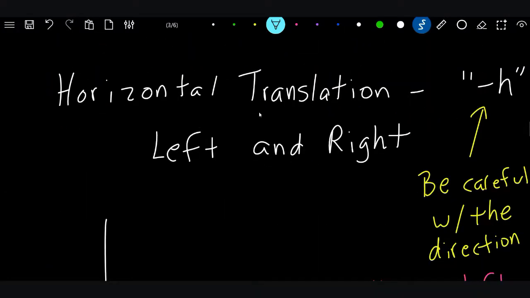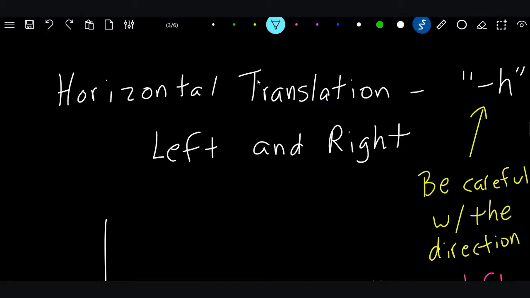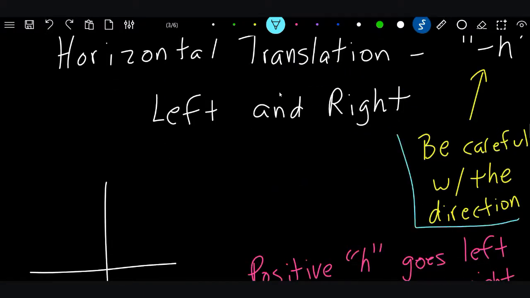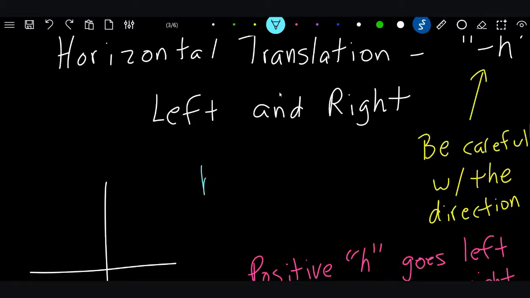So let's go back. Now this is what's called a horizontal translation, or it's translating on the x-axis. It's going left and right. I wrote that right here. So what does that mean? And I said right here, be careful with the direction. Now look, because the formula is a negative h, let's say our h equals -3. Well, when we plug it into the formula, what do we get? We get -(-3). What does that mean? It means +3. That's right.